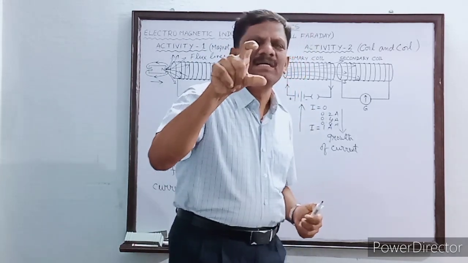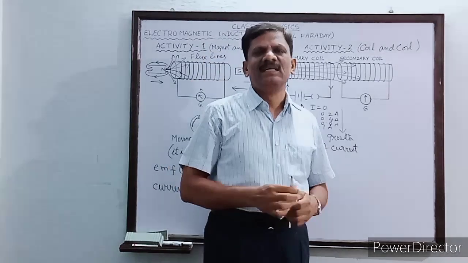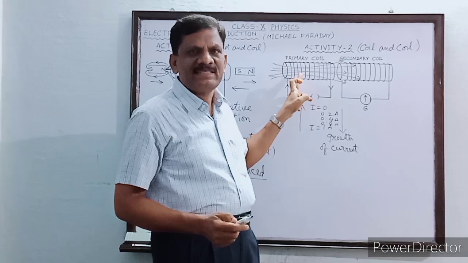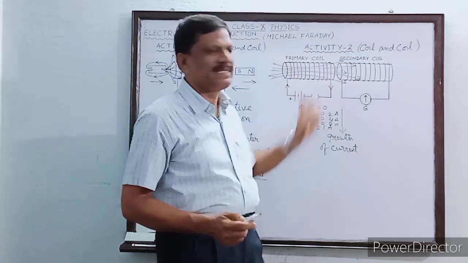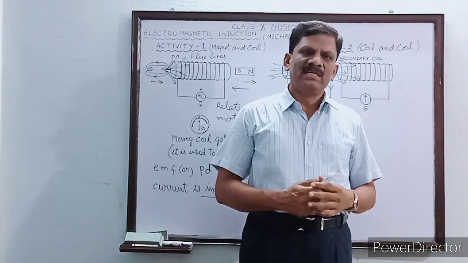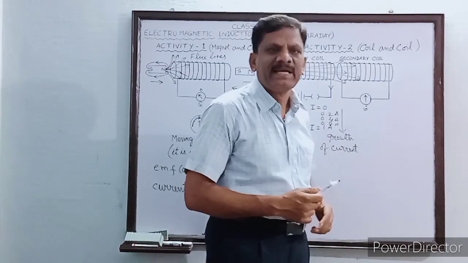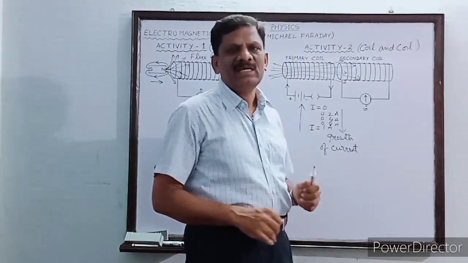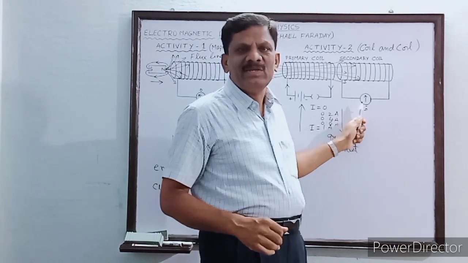During this time, when the current changes, the magnetic flux lines linked with the primary as well as the secondary also will change. Now also there will be deflection in the galvanometer. Once again, when the current has come to 0 totally, the deflection will come back to 0.